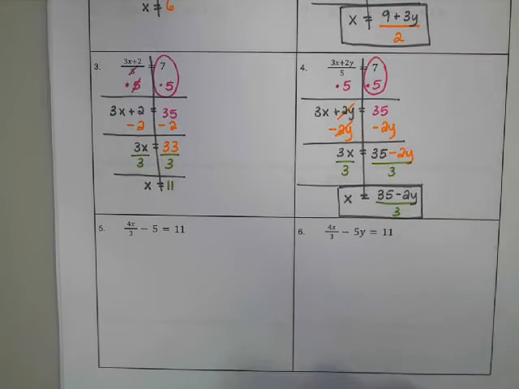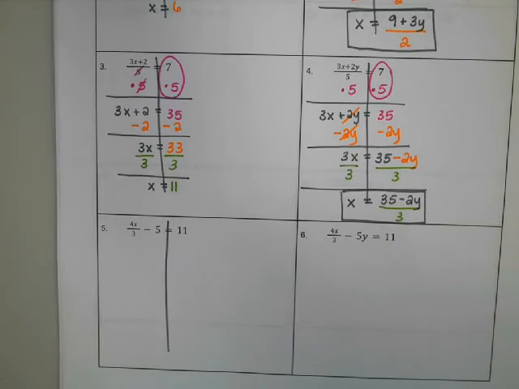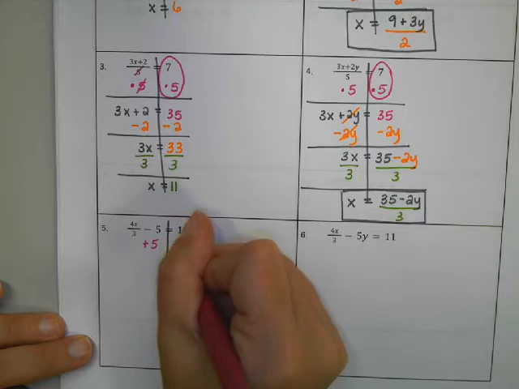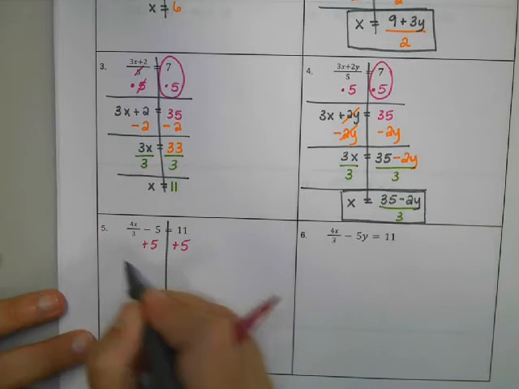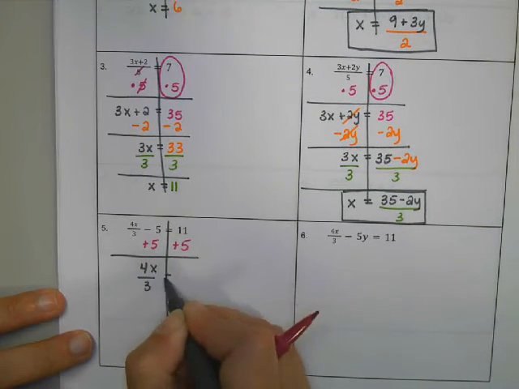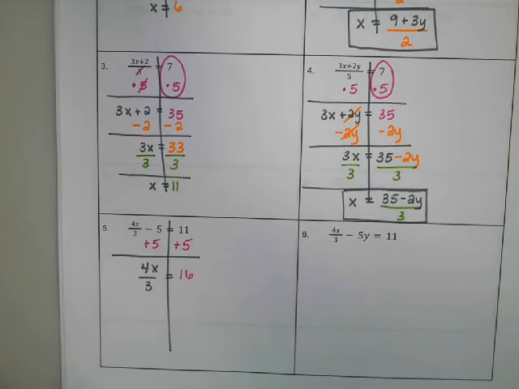Let's try problem 5. So in problem number 5, we're going to draw our vertical line, and we're going to go ahead and add 5 on both sides. Now again, we've solved problems like this before, so we're just following our usual steps here for getting x by itself. 11 plus 5 is 16.